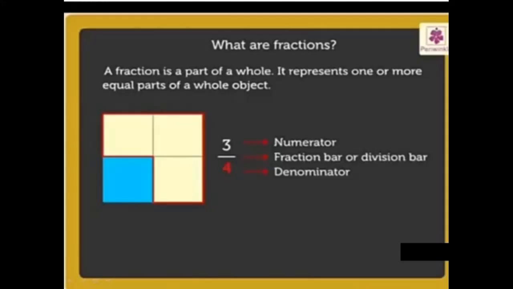That 4 represents all the parts. How many equal parts are there? 4 equal parts. The denominator represents the whole. 1, 2, 3, 4. That 4 is the denominator. The 3 unshaded parts is the numerator.